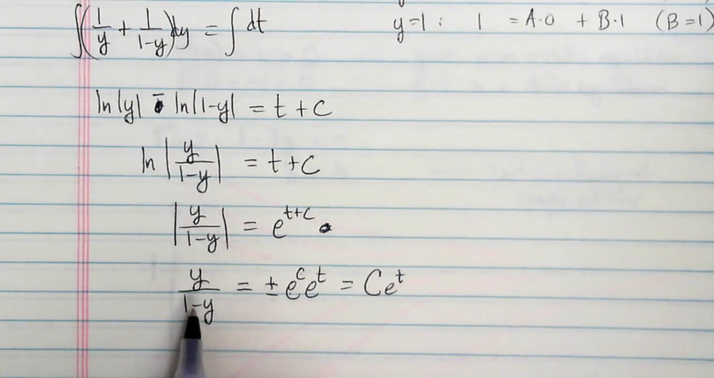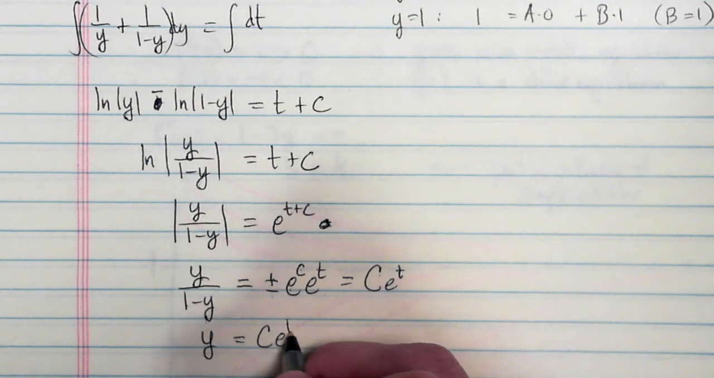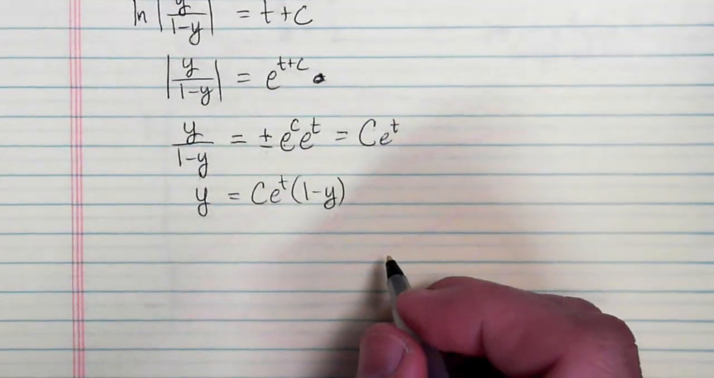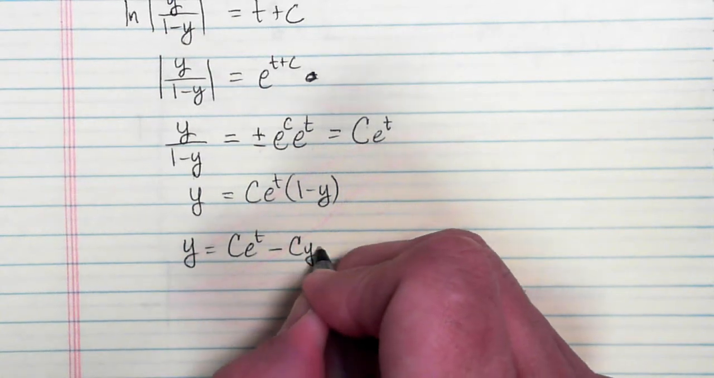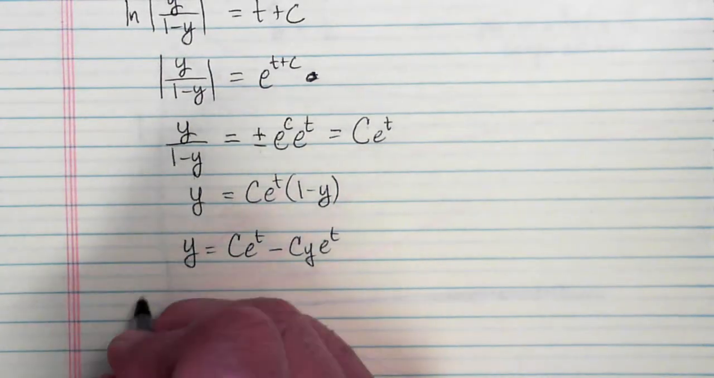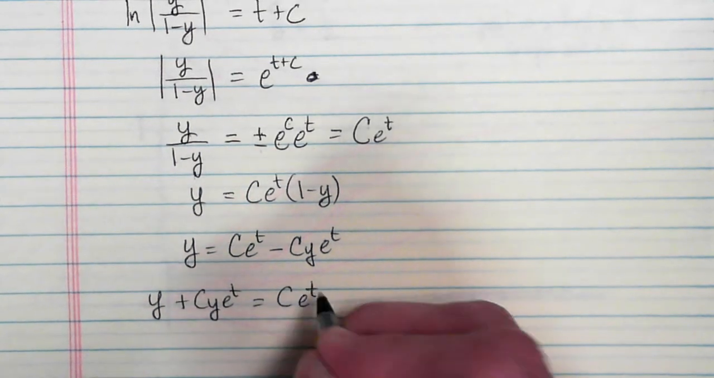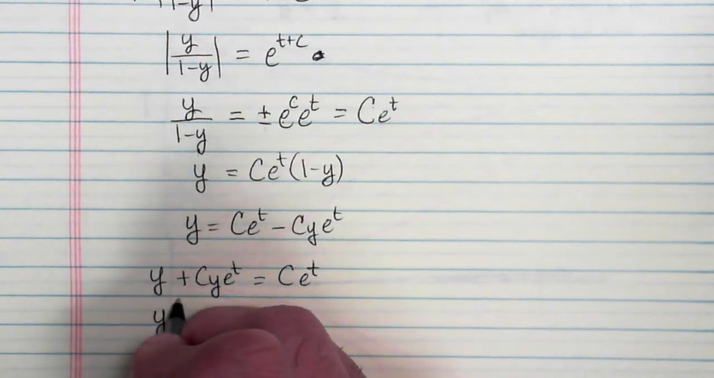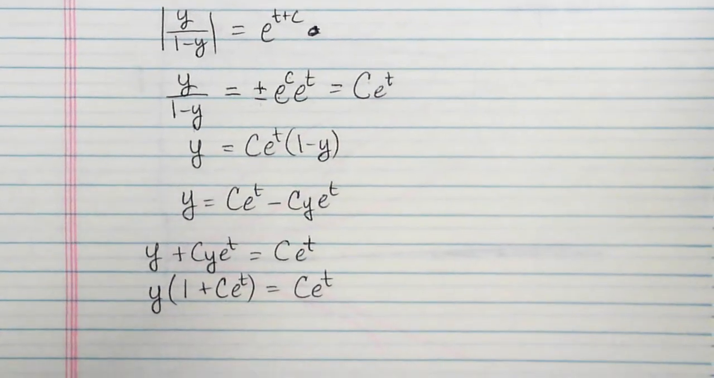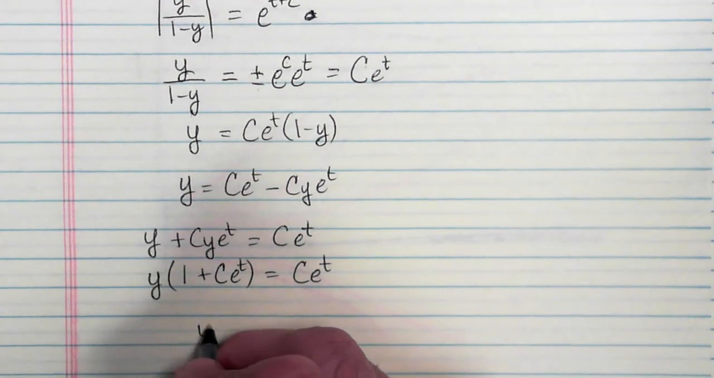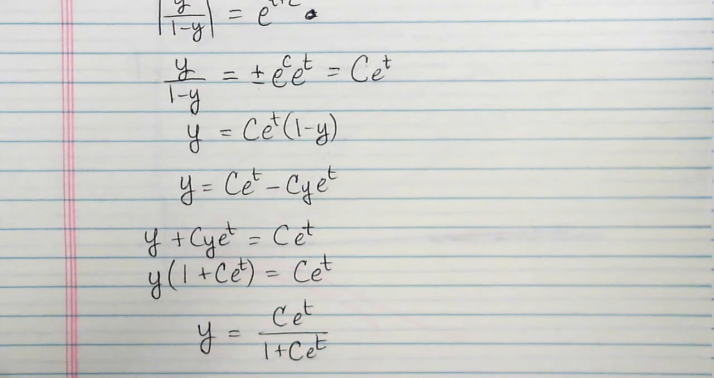Okay, now I'm trying to solve for y, so let's multiply up and then get all the y's on one side and everything else on the other side. So c e to the t times (1 minus y). Multiplying out, we get c e to the t minus c y e to the t. Let's get all the y's on one side: y plus c y e to the t is equal to c times e to the t. I can factor y out, and then divide down, so y is equal to c e to the t over 1 plus c e to the t.